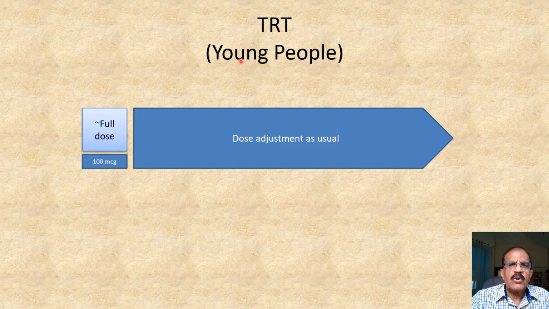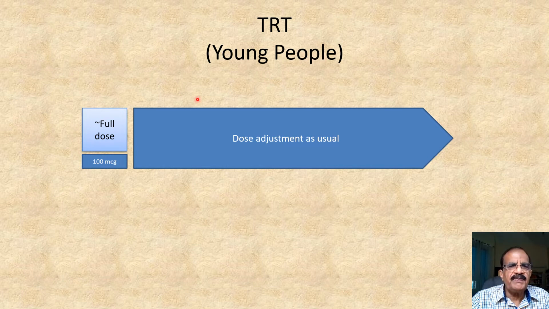Now, this is thyroxine replacement in young people. This disease can occur in young people also. Why do we go slow in standard treatment? Because people may have underlying heart disease, and pushing with the thyroxine too fast may actually precipitate ischemic heart disease.